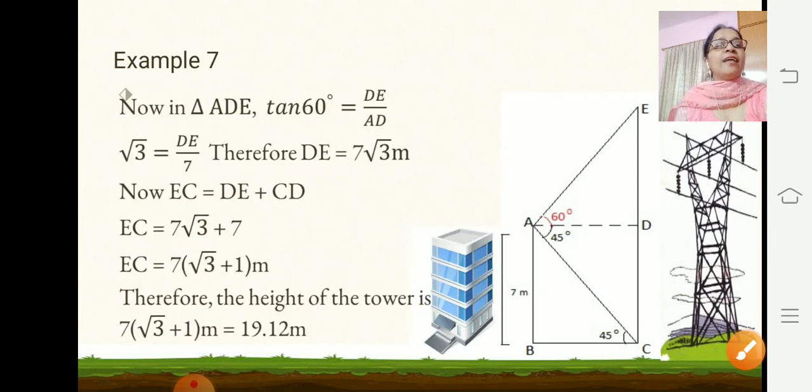So your tan 60 degree will be equal to AE by AD. So your DE is 7 root 3 meter. So now EC is equal to ED plus DC. So you add both the sides. You will get the height of the tower, which is 19.12 meter.